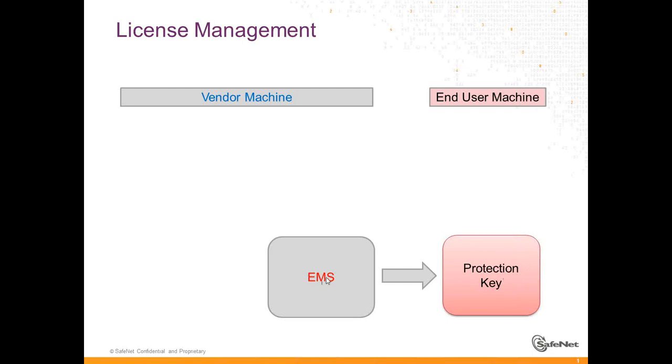Also, you will be able to change or to make updates for a license that exists in a protection key, even if the protection key is a remote one and already connected to the end user machine somewhere in the world. You will be able to use the EMS to create an update license, send it to the end user who will be able to apply this license and make the changes according to your desire.